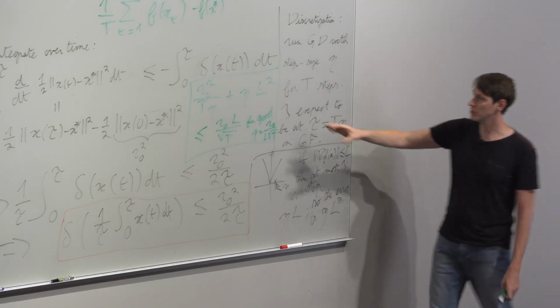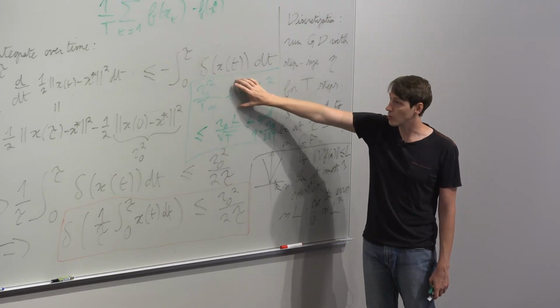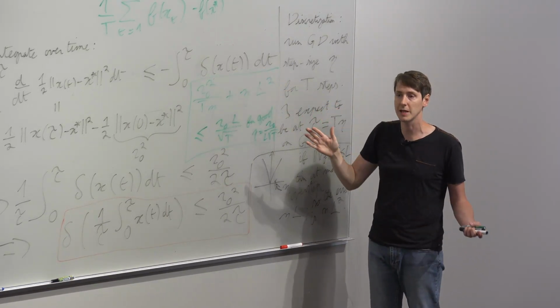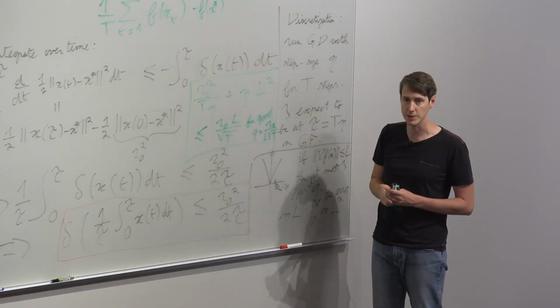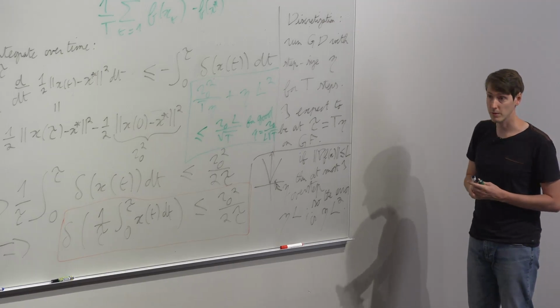Now I'm going to prove this inequality formally by doing a discrete time analysis directly on these iterates. Are we clear on what we're doing and where we are?